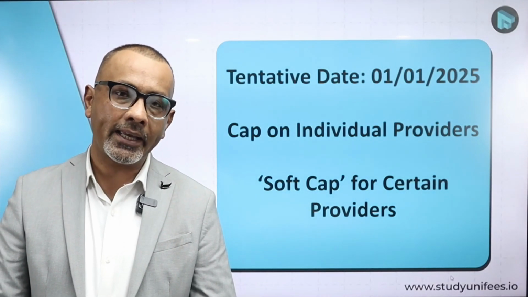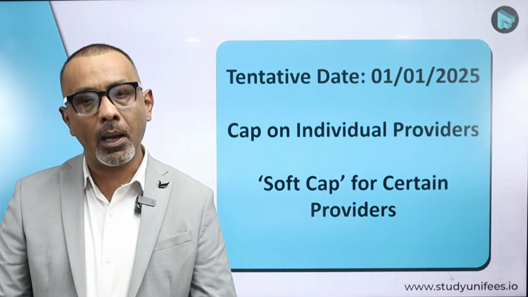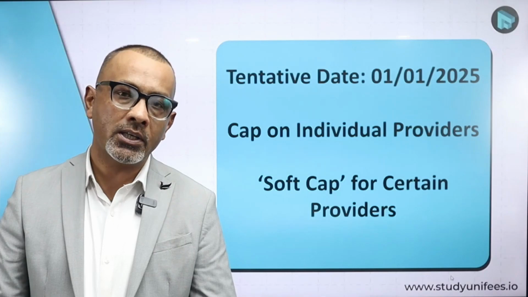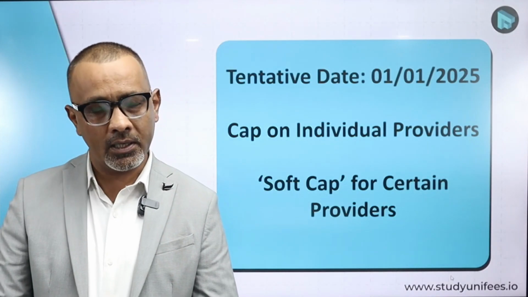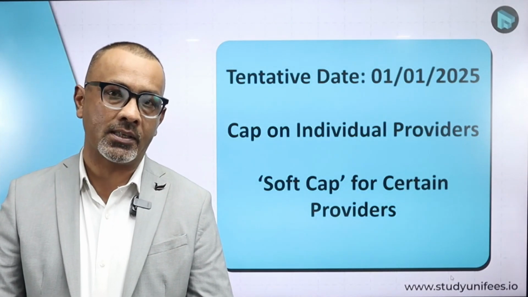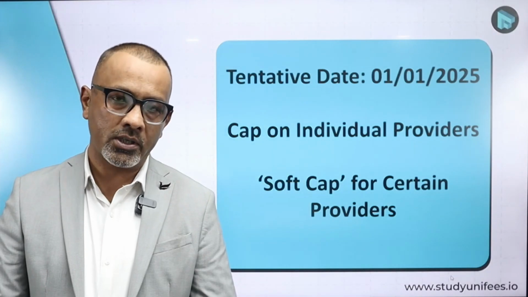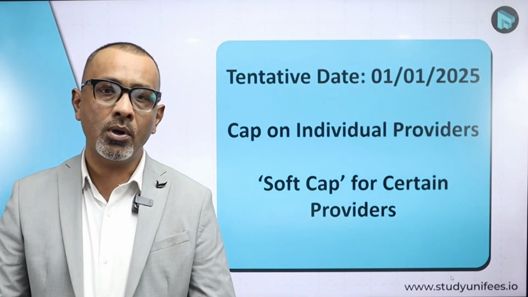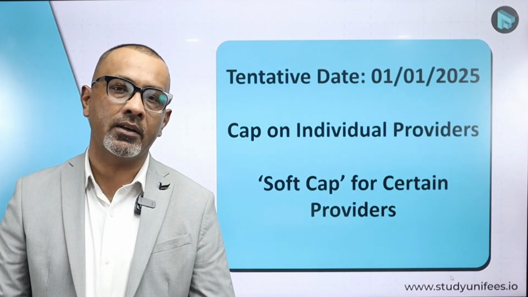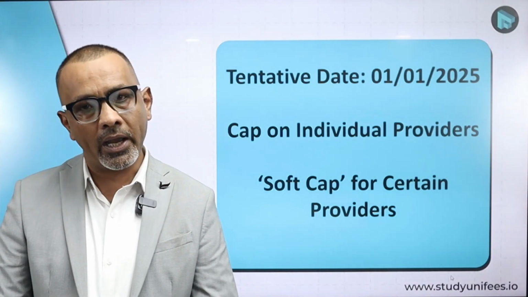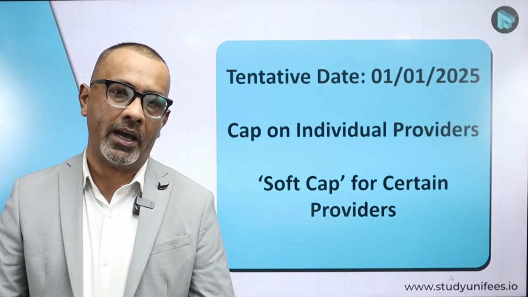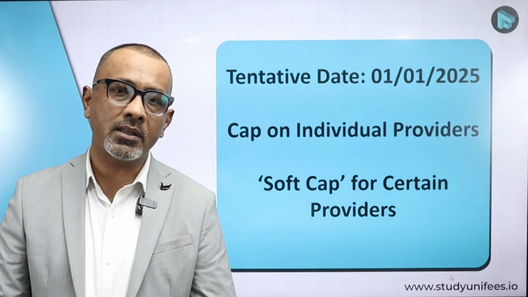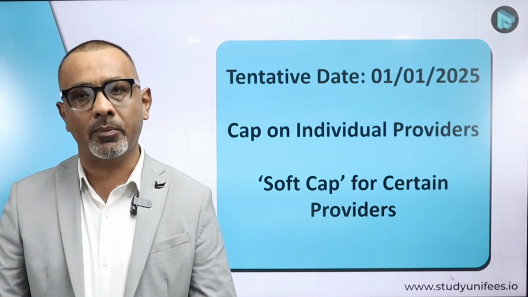However, unlike Canada, this will not be a blanket cap. The cap will apply to individual institutions, that is, colleges and universities. Colleges and universities will basically get a limit as to how many international students they can enroll. However, there is a caveat. This is a soft cap. That means the government is willing to be flexible.